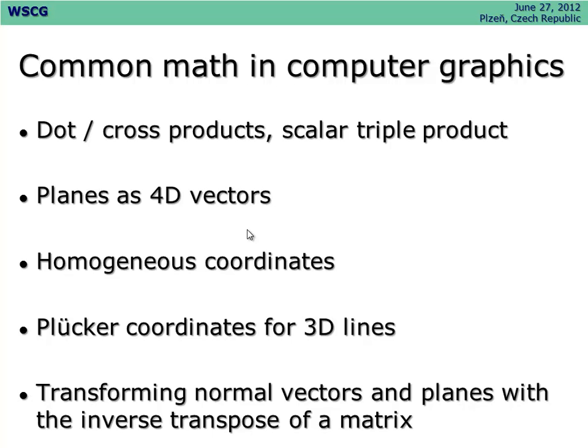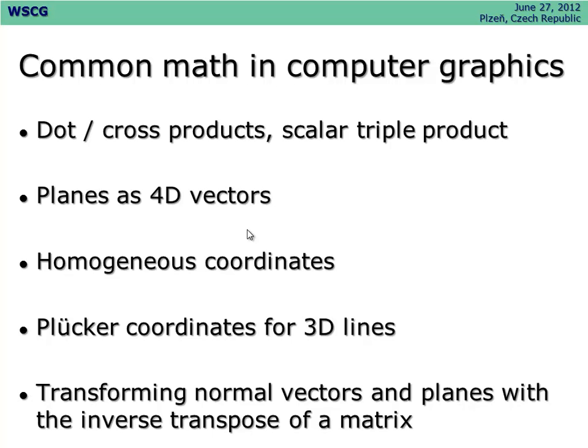There are some deeper things that connect all of the mathematics that we see every day, things like the dot and cross products, the scalar triple product. You're probably used to representing planes as four-dimensional vectors. You're probably used to using homogeneous coordinates. A little less common are the use of Plücker coordinates for representing lines. Those are six-dimensional representations of a line.